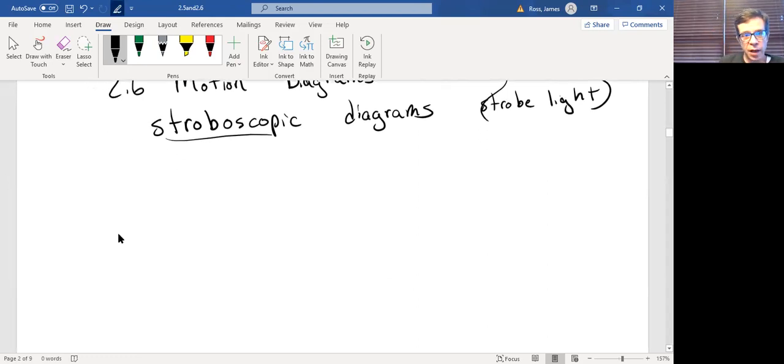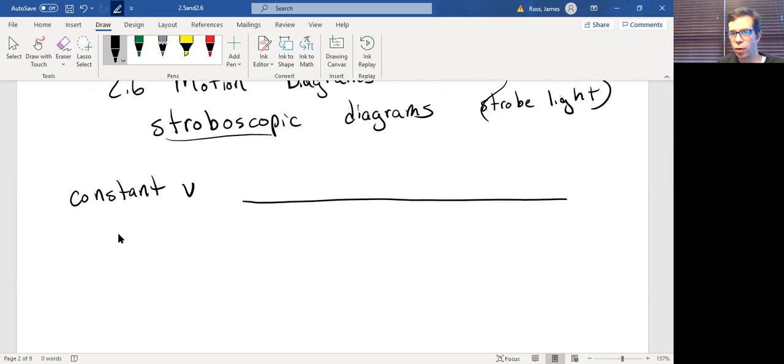So if we were to have a constant v and we observe something moving with this stroboscopic lighting, the light blinks and we see it here. The next time the light blinks, it's here. The next time, it's here, and again here. And the intervals between each are the same.